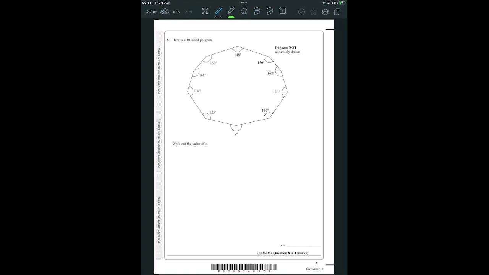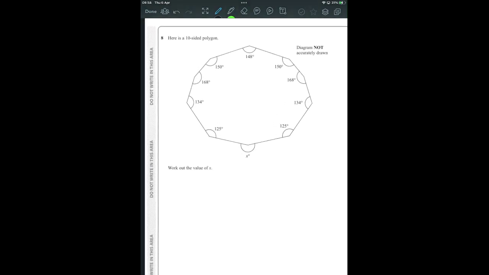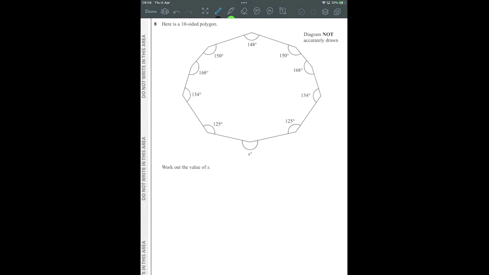Question 8. We have a 10-sided polygon. We want to try and work out the value of x. Well, there's something a little bit easier than finding the value of x, which is actually finding the interior angle here. I have every other angle, and I know that the total interior is given by the formula n minus 2 times 180. In this case, 10 minus 2 times 180. My total interior angle is 1440.